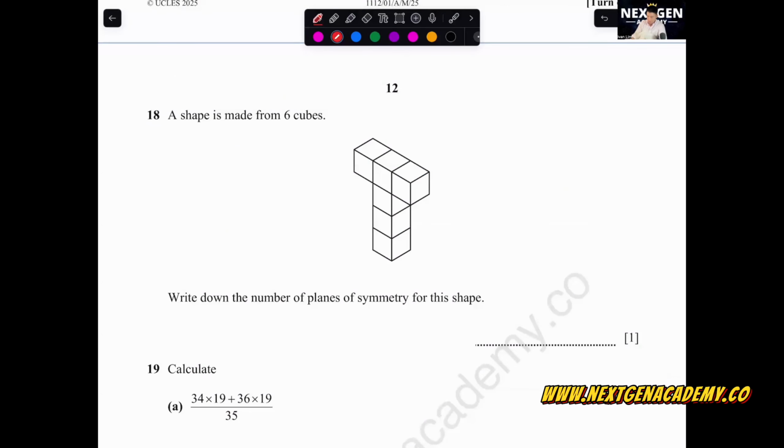Okay, the next one. Write down the number of planes of symmetry for this shape. What is plane of symmetry? How many planes of symmetry do we have? Planes of symmetry means how many mirror lines can you put into this shape? Zija say 2. Jaden, Ethan say 1. Who say 1? Who say 2? Anyone else got a different answer? Where do you think you can put the plane of symmetry?